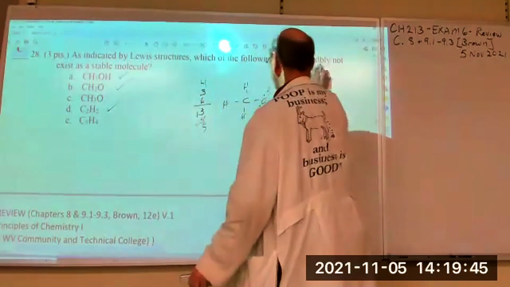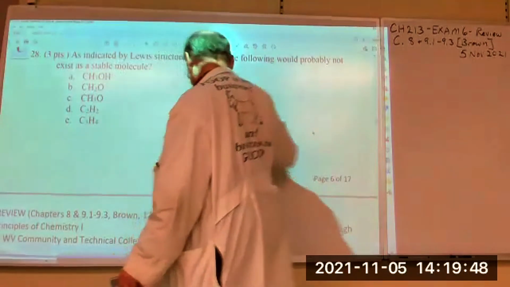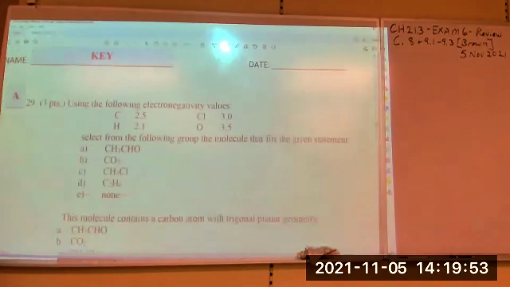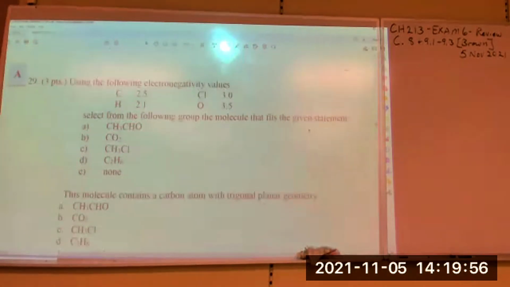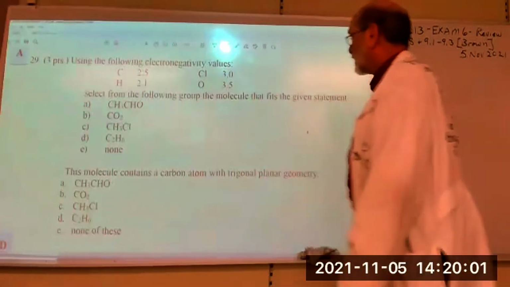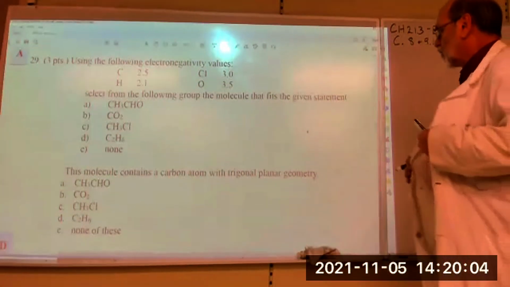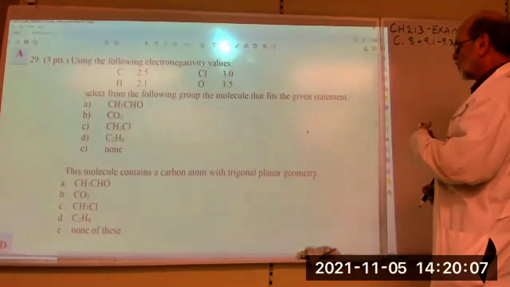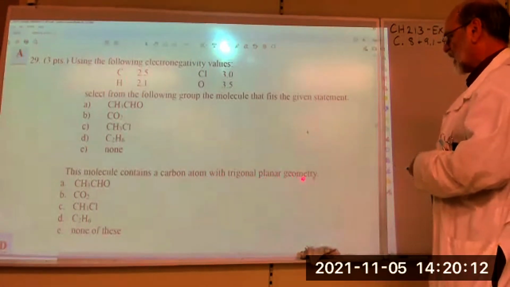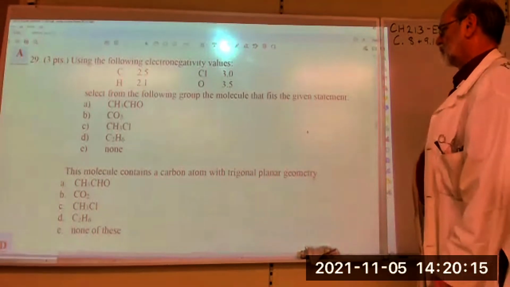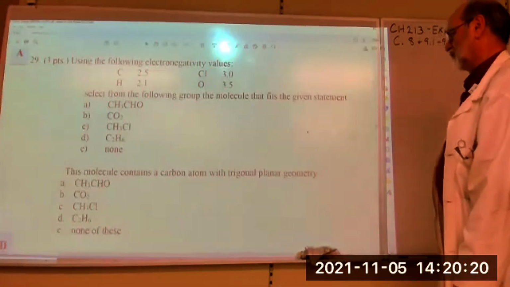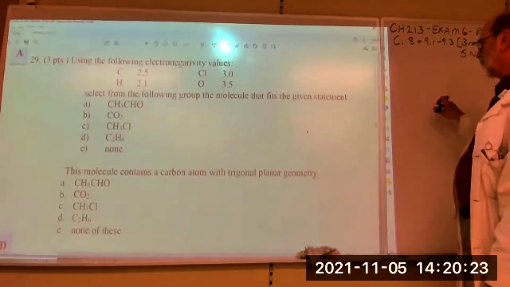Let's see. 28, 29, let's see. And I just scroll a little bit. Using the following electronegativity values. Okay. That's nice. Give us these values. Select from the following group the molecule that fits the given statement. The molecule contains a carbon atom with trigonal planar geometry. Oh, we probably don't even need that.